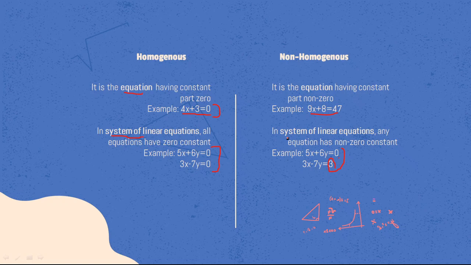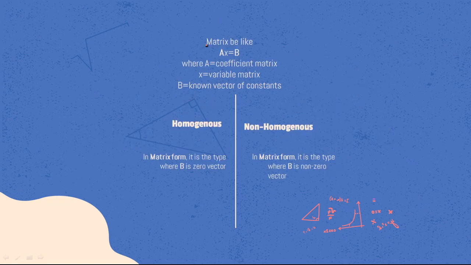Now let's discuss homogeneous and non-homogeneous in terms of matrix. Suppose Ax is equal to B. Here A is the coefficient matrix. And why is it the coefficient matrix? Because X is a variable matrix and A is multiplied by X and it's placed before X, before the variable matrix. That's why it's called the coefficient matrix. And B is the known vector of constants. So in matrix form, it will be homogeneous if B is a zero vector, and it will be non-homogeneous if B is a non-zero vector.